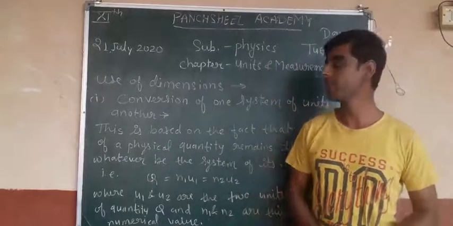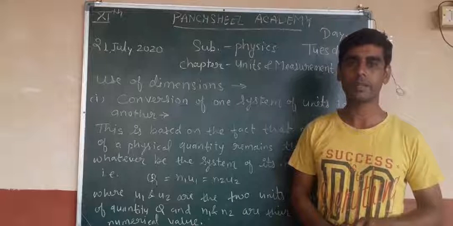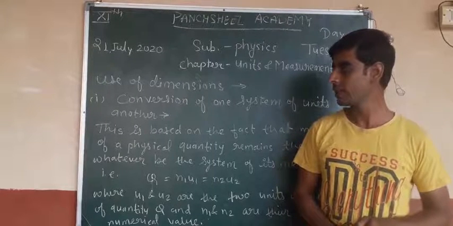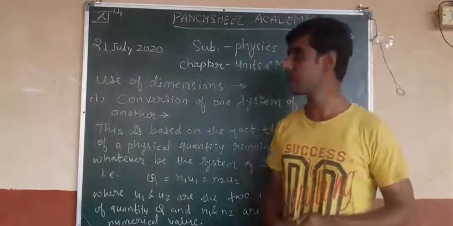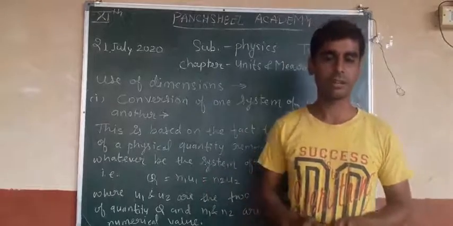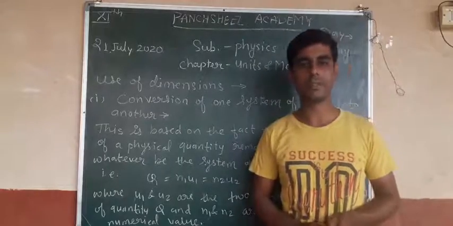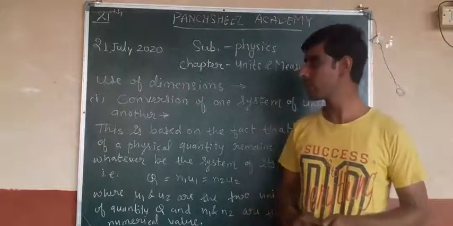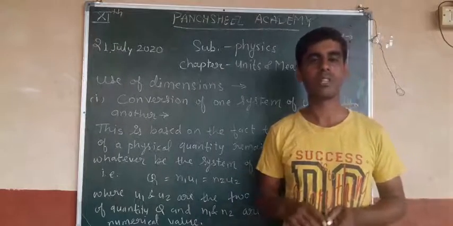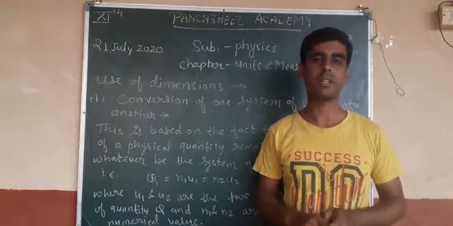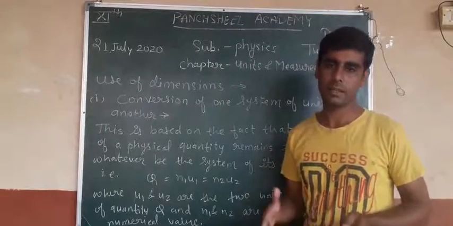In our previous lecture, we discussed the topic dimension, and now we will discuss our next topic, uses of dimension. We also studied that there are three uses of dimension. First is conversion of one system of units into another. Second, to check the consistency of any equation, and third is to derive the formula of any quantity.